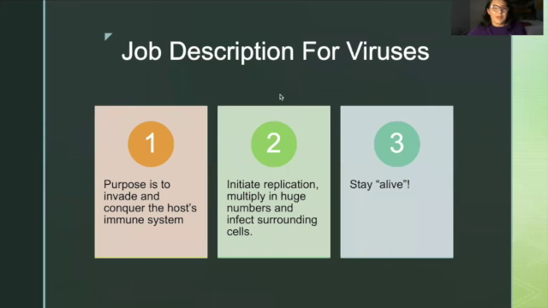So next, after learning about what is a virus, we're going to talk about the job description for viruses. They have three main goals, three main steps of what their job entails. The first step and purpose is to invade and conquer the host immune system. Second, it is to initiate replication, multiply in huge numbers, and infect surrounding cells. And last but not least is to stay alive.